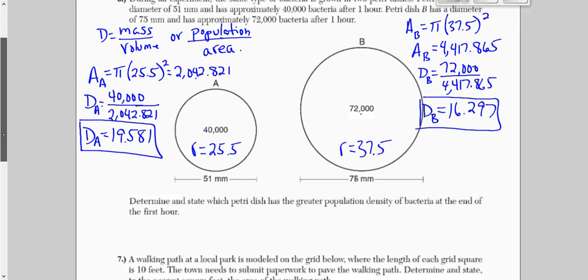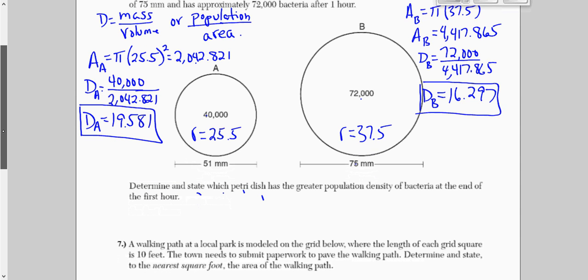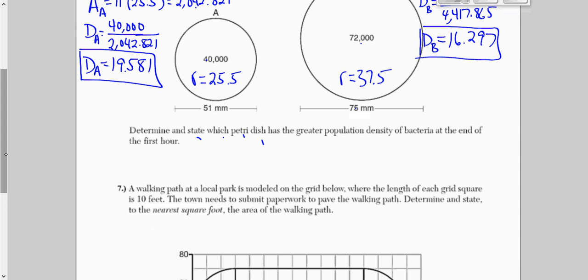We can't just leave it like that because they said determine and state which petri dish has the greater density. So down here, we'll just simply say, based on our calculations, dish A has the greater population density.